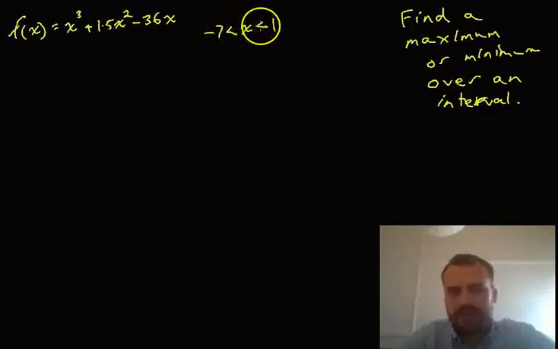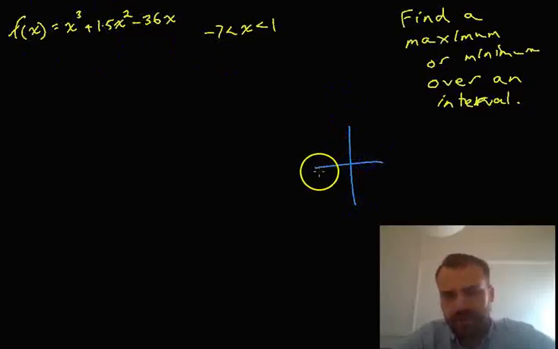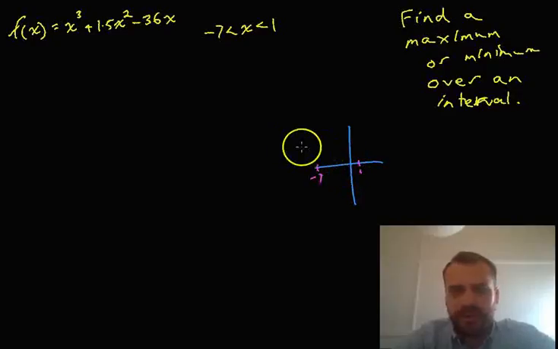-7 is less than x, which is less than 1. Now, we know that this function is a cubic function, and we are only considering this cubic function over this interval, -7 to 1. So we need to know what the highest y value is and what the lowest y value is over those points. Obviously, we're going to need to see pretty much what this thing looks like.